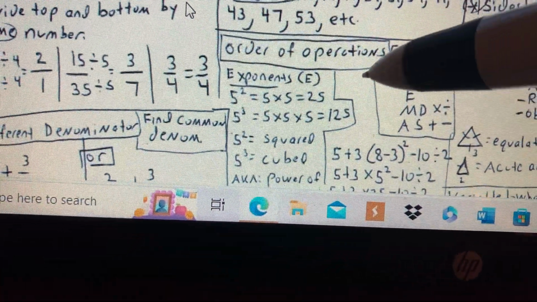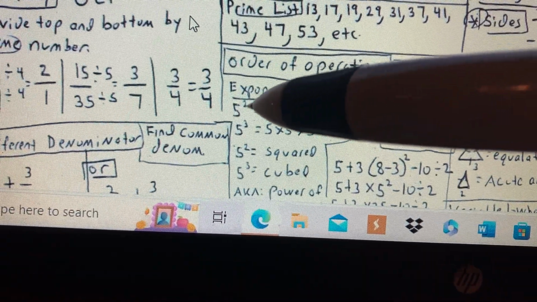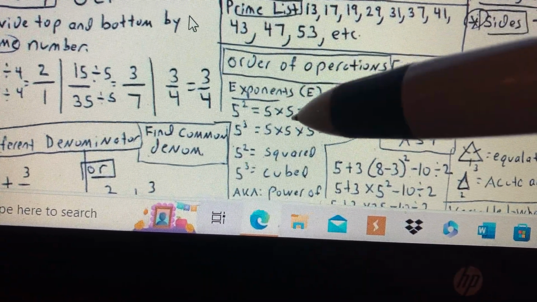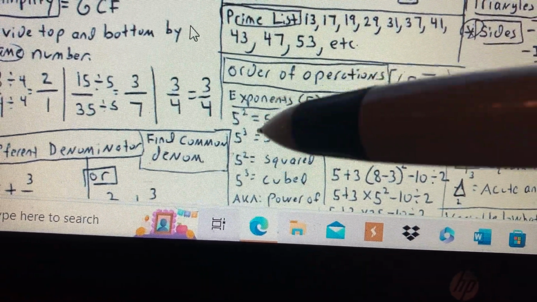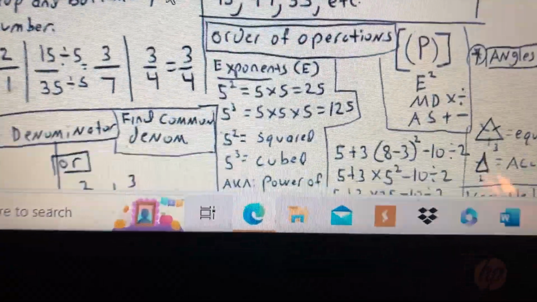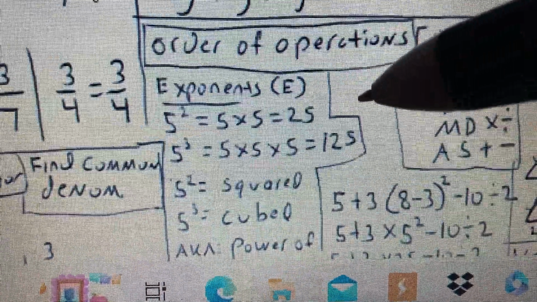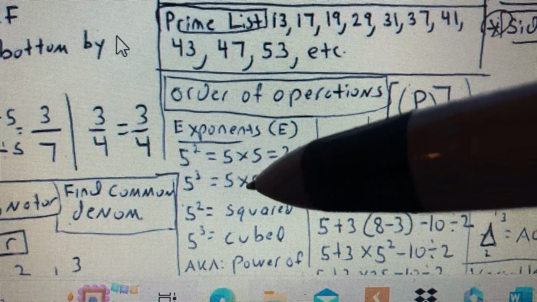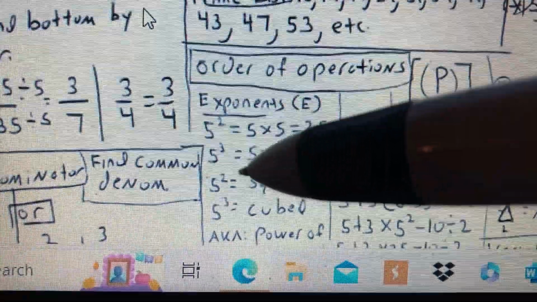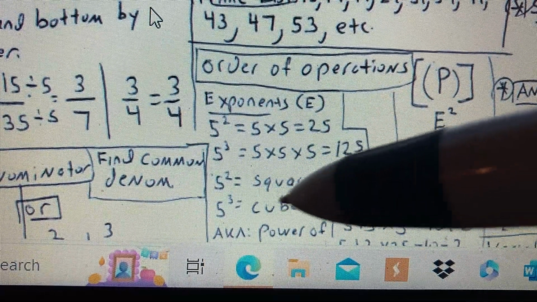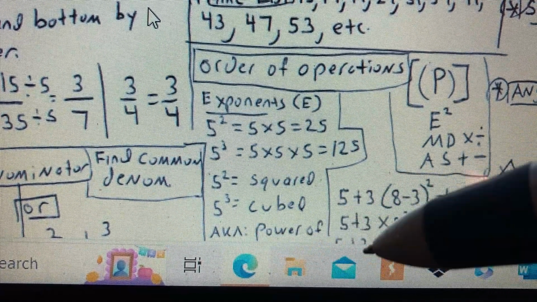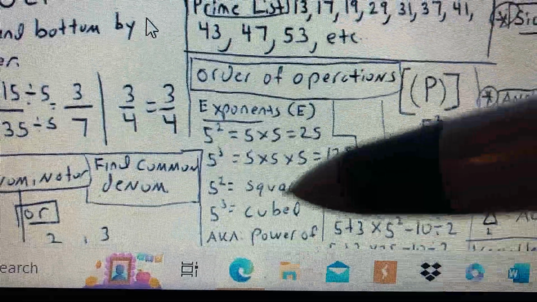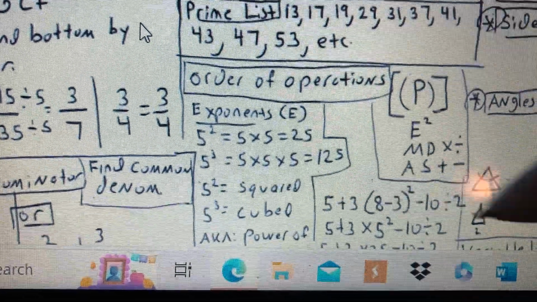Exponents, by the way, which is what you do in 6th grade. 5 with a small 2 is called squared. 5 times 5 is 25. It does not mean 5 times 2. 5 with a small 3 means 5 times 5 times 5, which is 5 times 5 is 25, 25 times 5 is 125. 5 to the 2 is squared, 5 to the 3 is cubed, also known as power of. The power of 2, the power of 3, the power of 4, etc.